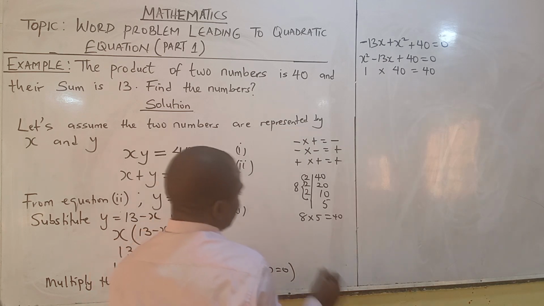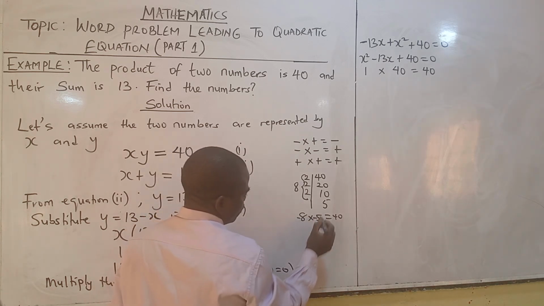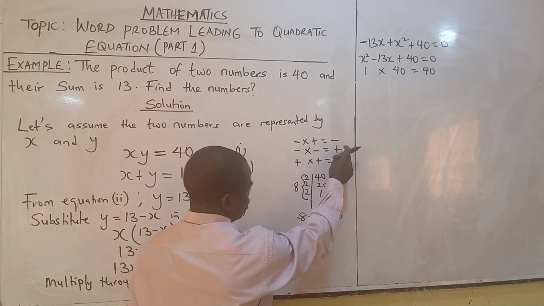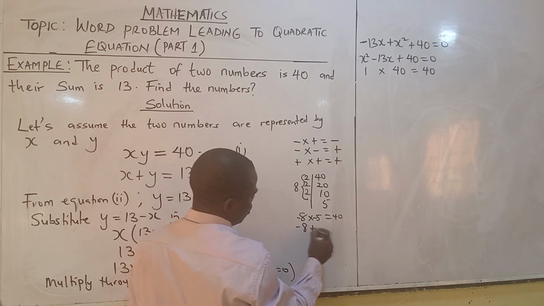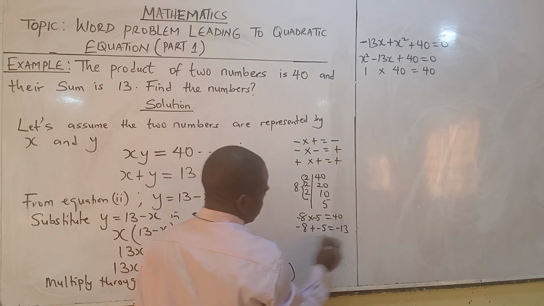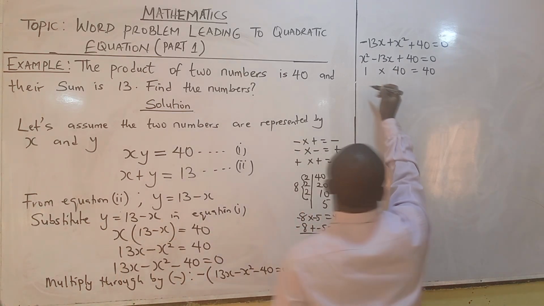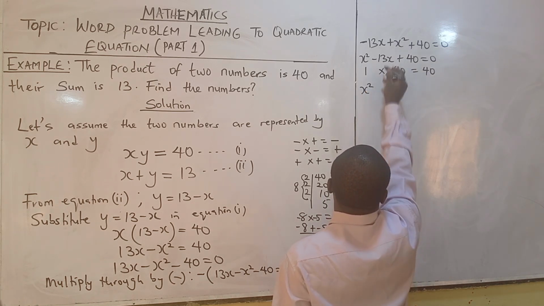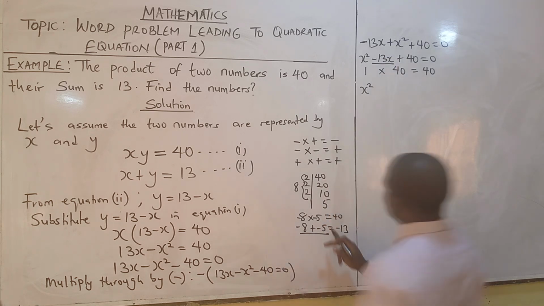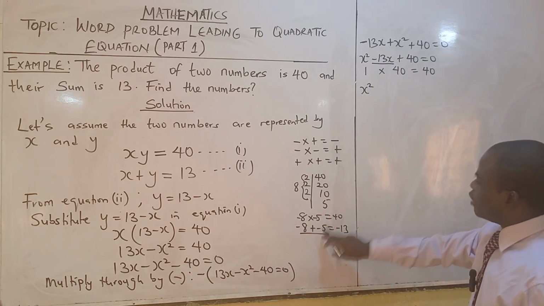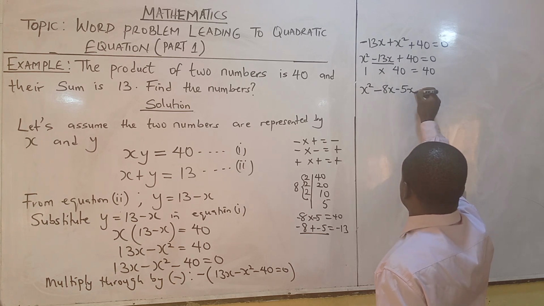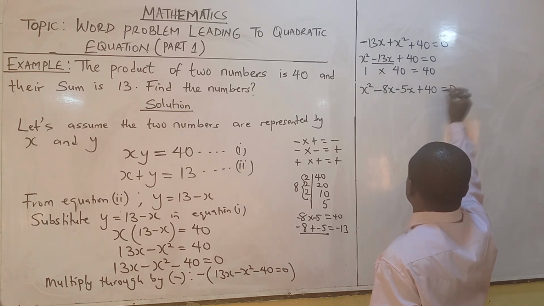Now let's know where to put the negative sign. We put negative here, negative here. Minus 8 times minus 5 gives us 40, because negative and negative is positive. Now let's add it: minus 8 plus minus 5 gives us minus 13. These two numbers, we go for them. Now replace it. Instead of writing minus 13x, we replace it with minus 8x and minus 5x. So x squared minus 8x minus 5x plus 40 equals 0.